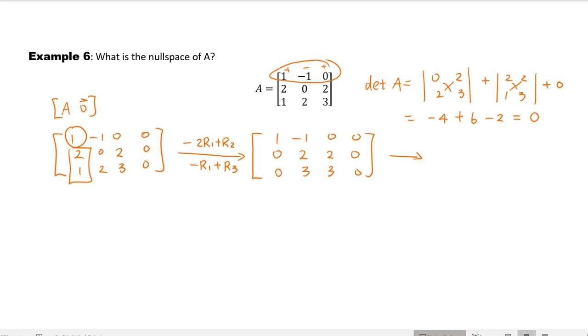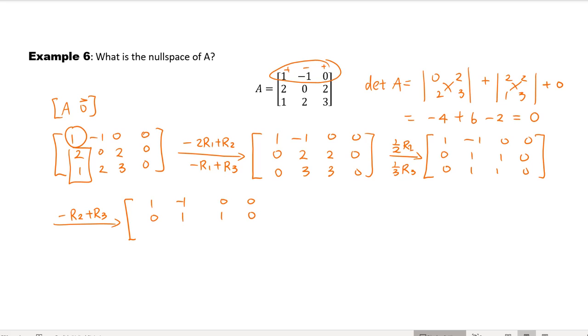Can you see the second row has the factor 2, and the third row has the factor 3? So what do we have? 0, 1, 1, 0, 0, 1, 1, 0. Now do you see the second row and the third row are the same? So we can cancel the third row by using -row 2 added to row 3. Good. Now we have the stair shape. So this is the echelon form.